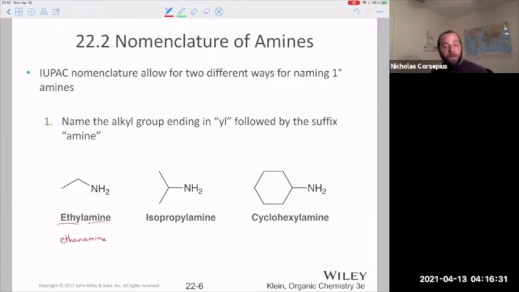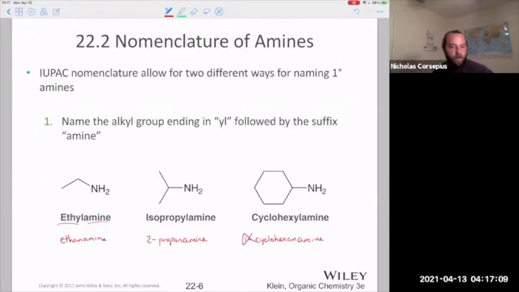Isopropylamine, right? You have a primary amine attached to an isopropyl group. The IUPAC name would be 2-propanamine. Cyclohexylamine, right? Again, you have your primary amine attached to a cyclohexyl group. This would be as opposed to cyclohexanamine. Remember, we don't even have to bother to put the one out front, because when it's a ring, we assume that we're going to start numbering from where that functional group is.